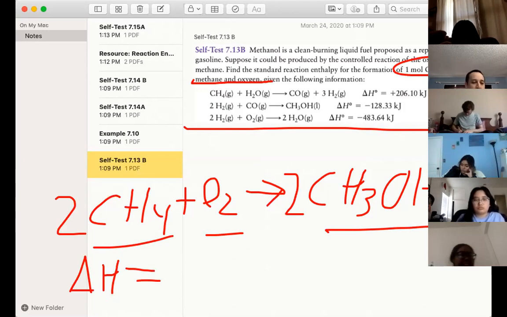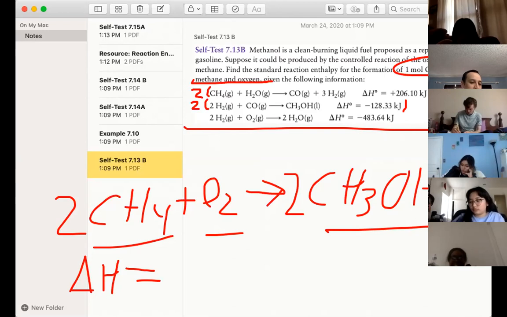Okay, so here's what we do. We look at the carbon situation, and we've got to have 2 methanes on the left and 2 methanols on the right. So we're going to have to multiply this guy by 2 and this guy by 2. And I'm going to put parentheses around the entire equation, treating enthalpy as a stoichiometric product, okay? And then the bottom reaction doesn't necessarily have to be multiplied. Let's see if things will cancel out as they are.